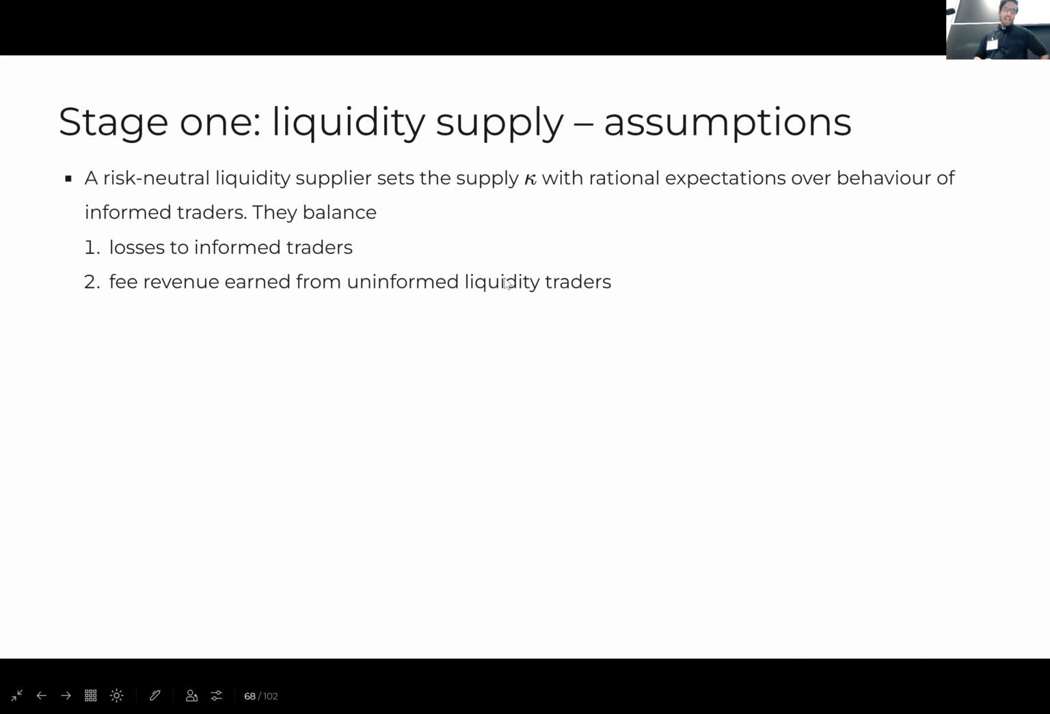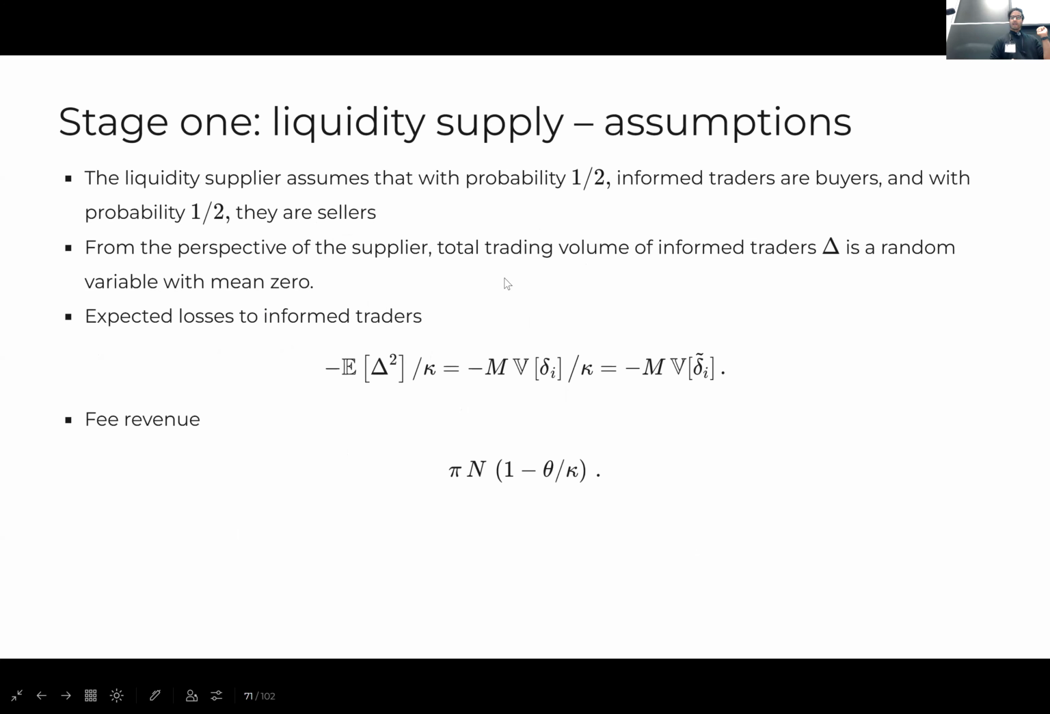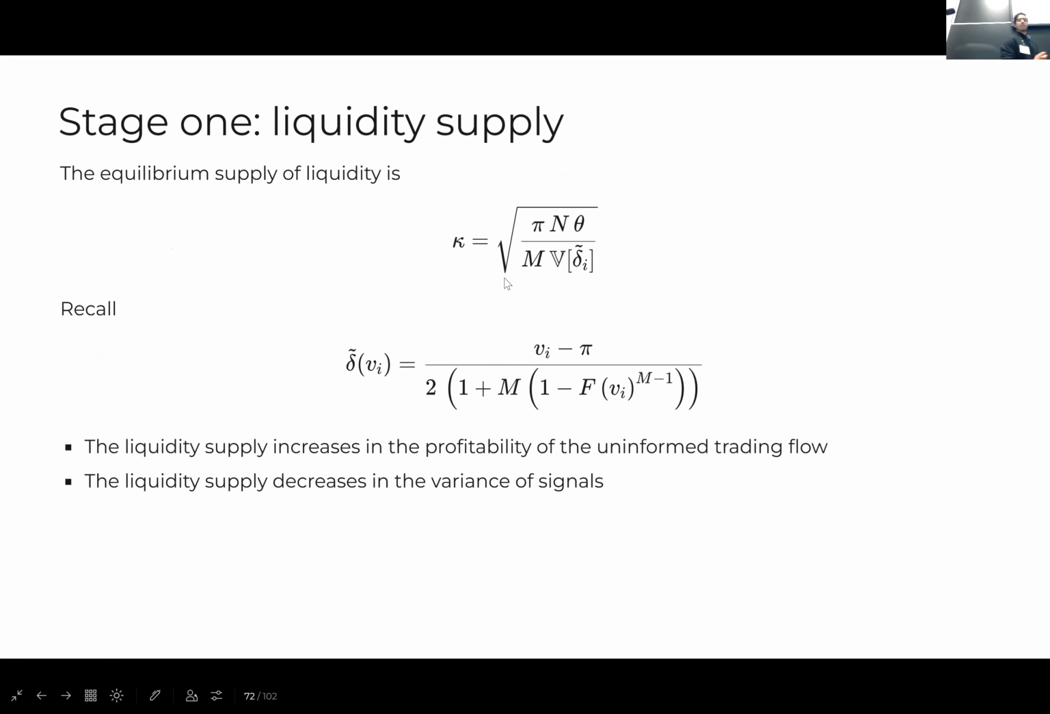Okay, so liquidity supply. I'm a liquidity supplier balancing two things: earnings from uninformed traders and very classic losses from informed traders. I will skip the details, but this is the equilibrium liquidity supply. Obviously, it increases in how lucrative the uninformed trading flow is, and it reduces in how much I'm expected to lose to informed traders. That scales basically with the variance of their trading signals.